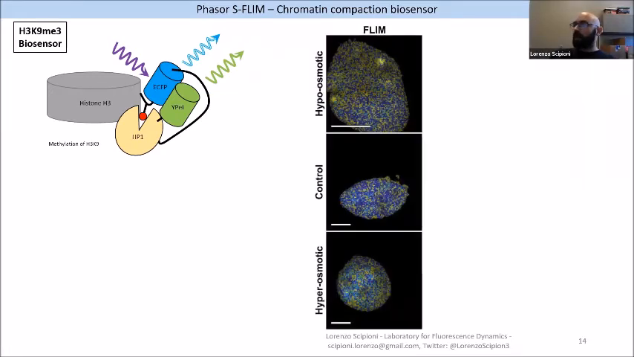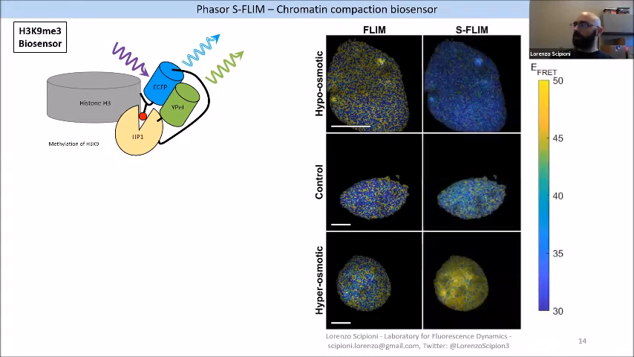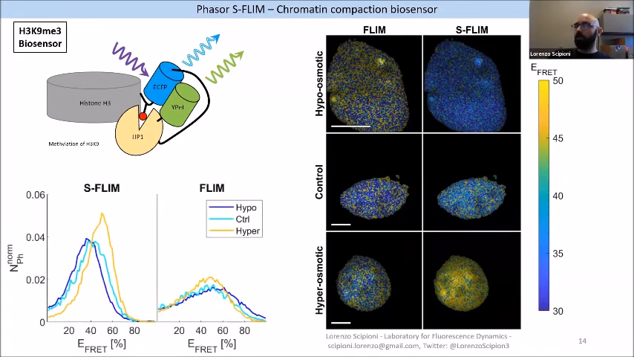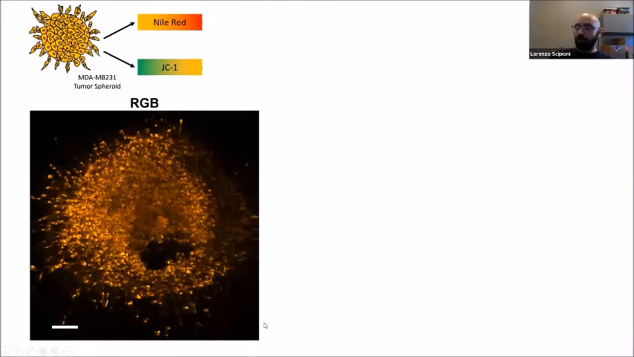Problem is that this is what you get when you look at low expression of this biosensor. You basically can't distinguish anything, except once you apply unmixing and you evaluate the FRET with spectral FLIM, you can actually get a really nice separation between the condition, as you can see here, as opposed to here. This can be also applied to 3D cultures.